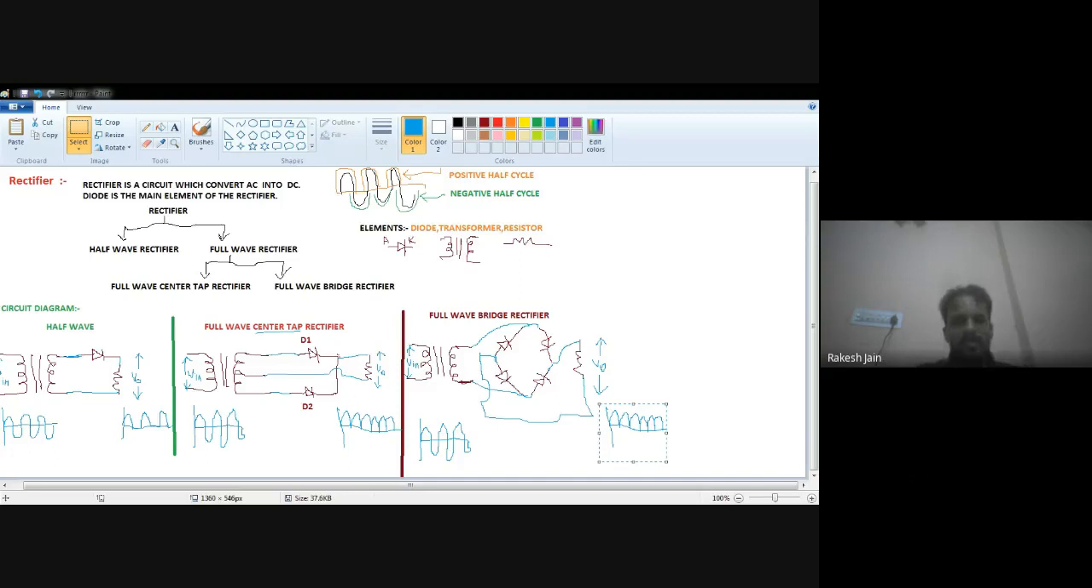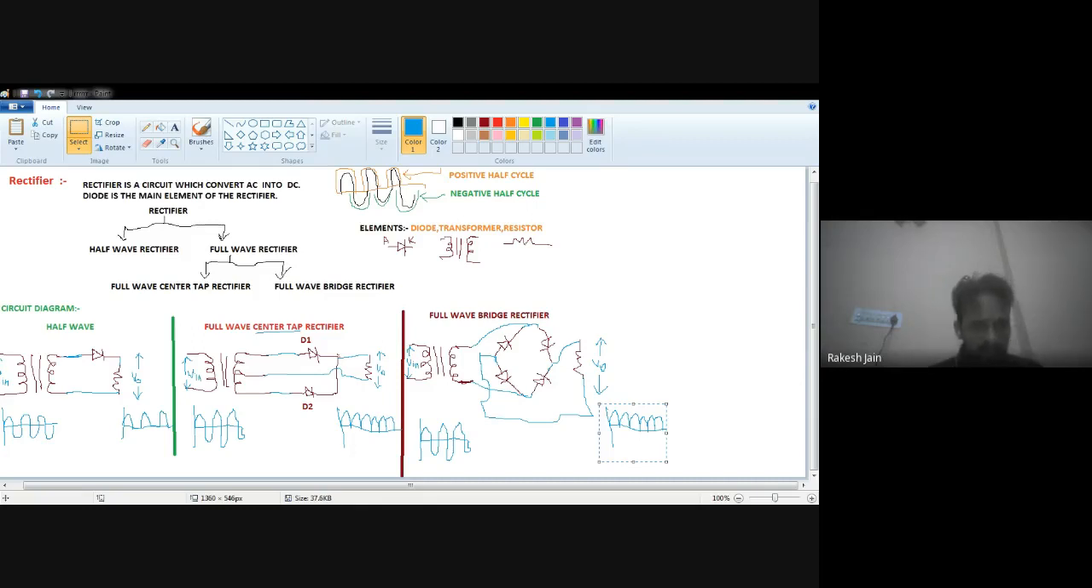But before that, what is the basic working principle of the rectifiers and what is the general comparison? Till now I taught you that the half wave rectifier requires only one diode, the full wave center tap rectifier requires two diodes, and the full wave bridge rectifier requires four diodes. The half wave rectifier requires a simple transformer, the full wave center tap rectifier requires a center tap transformer, and the full wave bridge rectifier requires a general simple transformer.